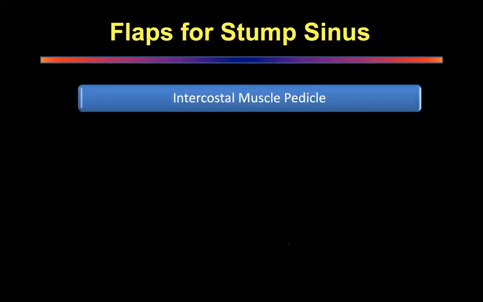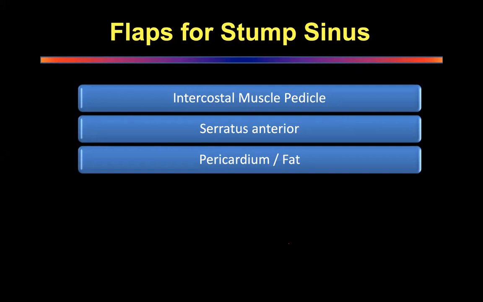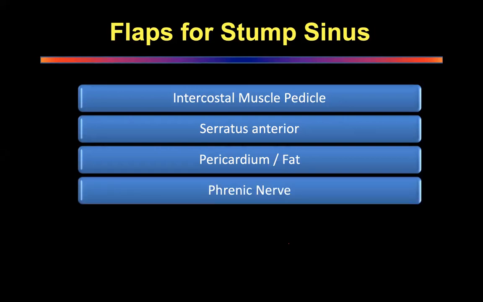So for flaps for stump sinuses, I use an intercostal muscle pedicle. If serratus anterior is available, good enough. Pericardium or fat, whatever is available in that area. If it's a post-pneumonectomy space, I do use the phrenic muscle pedicle. I cut off the phrenic and I swing it around along with the vascularity and a little bit of fat and use it as a pedicle on the stump to cover it.